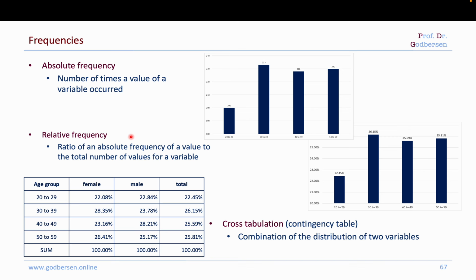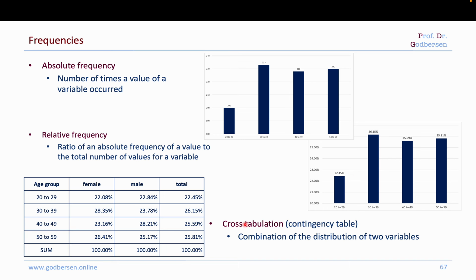Relative frequencies, you can also say, are just percentages. It is the ratio of an absolute frequency of a value to the total number of values for a variable, or observations. And for the same data set, here are the relative frequencies on the right-hand side. So that means, in our case, 22.45% of the participants were in the age bracket of 20 to 29, or 26.15% of the participants were in the age bracket of 30 to 39.